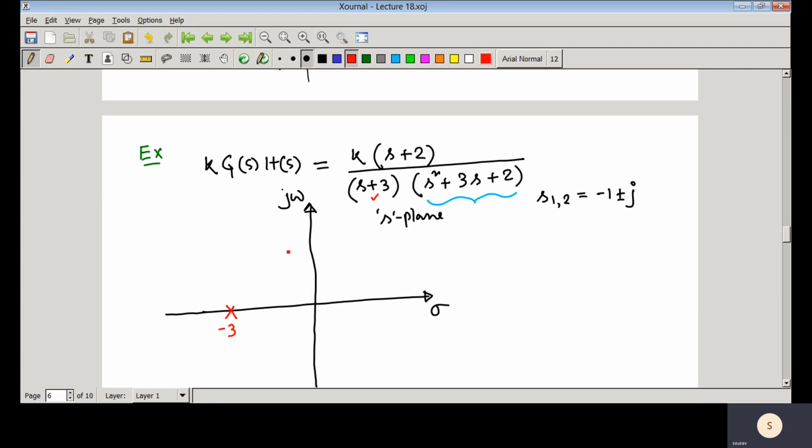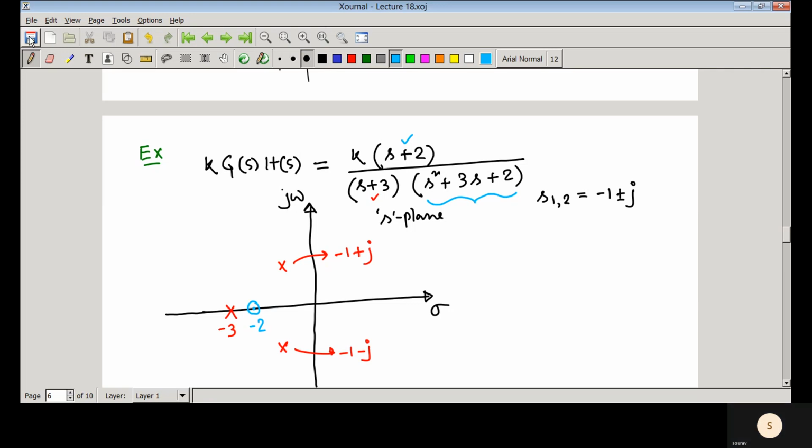So that means here you have minus 1 plus j, and here you have minus 1 minus j, and there is one zero that is at minus 2, here, minus 2.